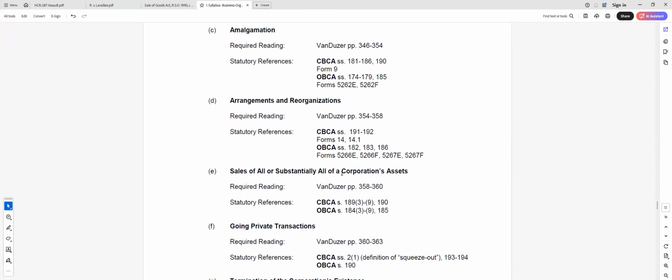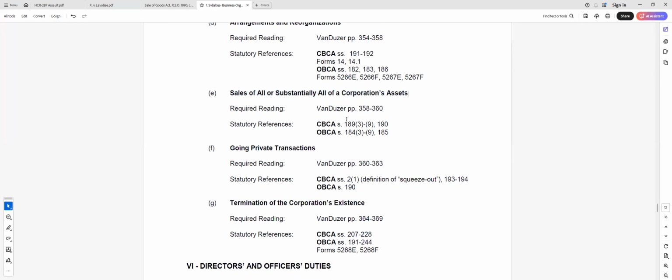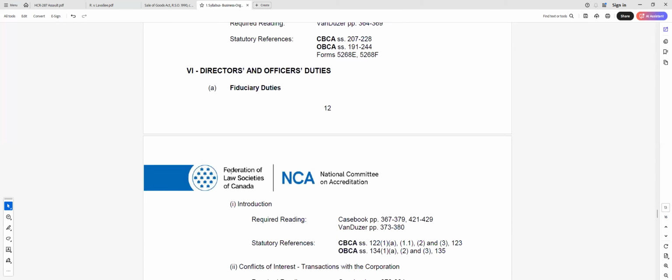Sales of all or substantially all of a corporation's assets. So if such assets are put up for sale, how it's done, there will be basic information, not very detailed on this one, but basic information. Going private transactions, how they can do private transactions, termination of the corporation's existence in entirety. Like I was saying, by way of three things: court order, or the board of directors resolution, or by way of statute. They can do that.